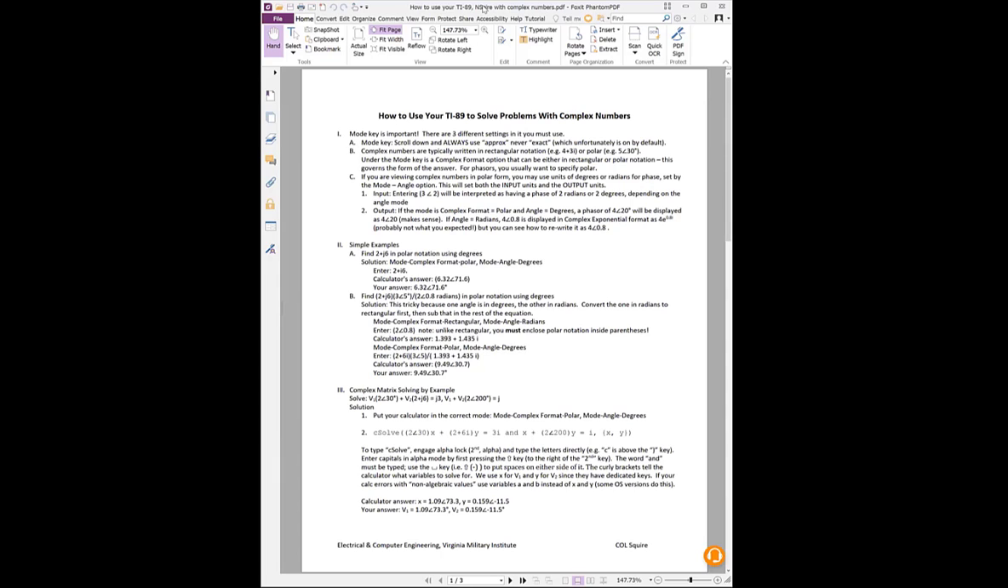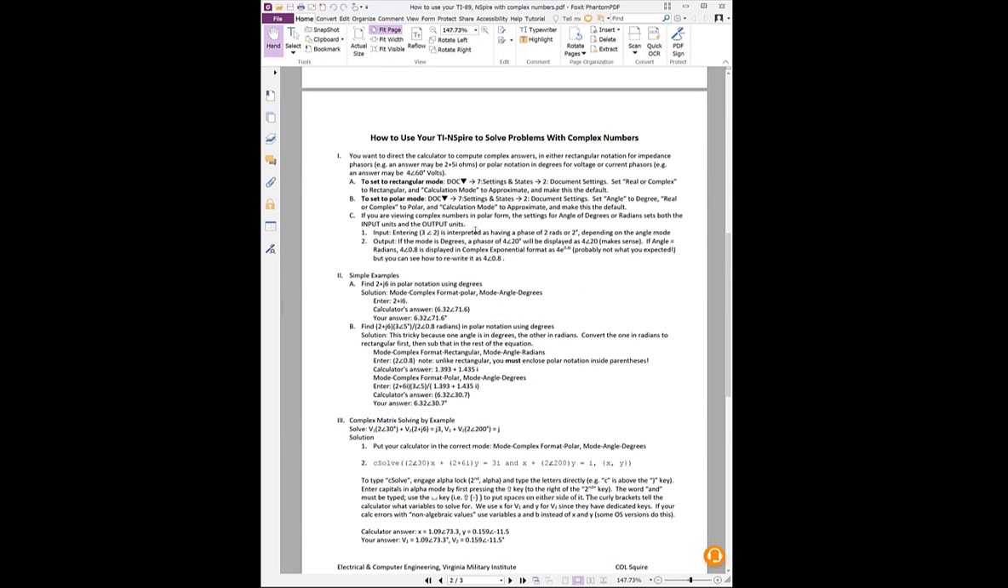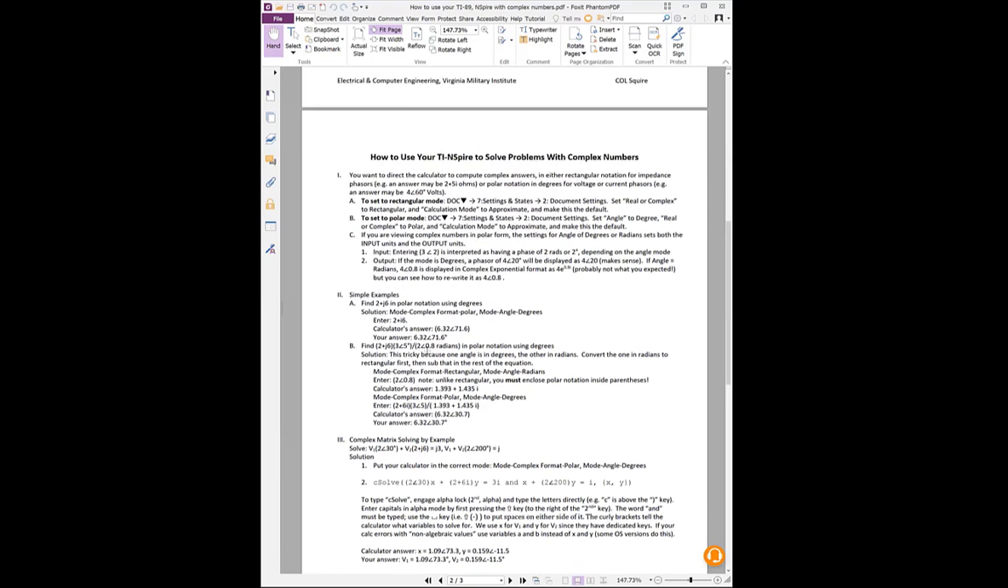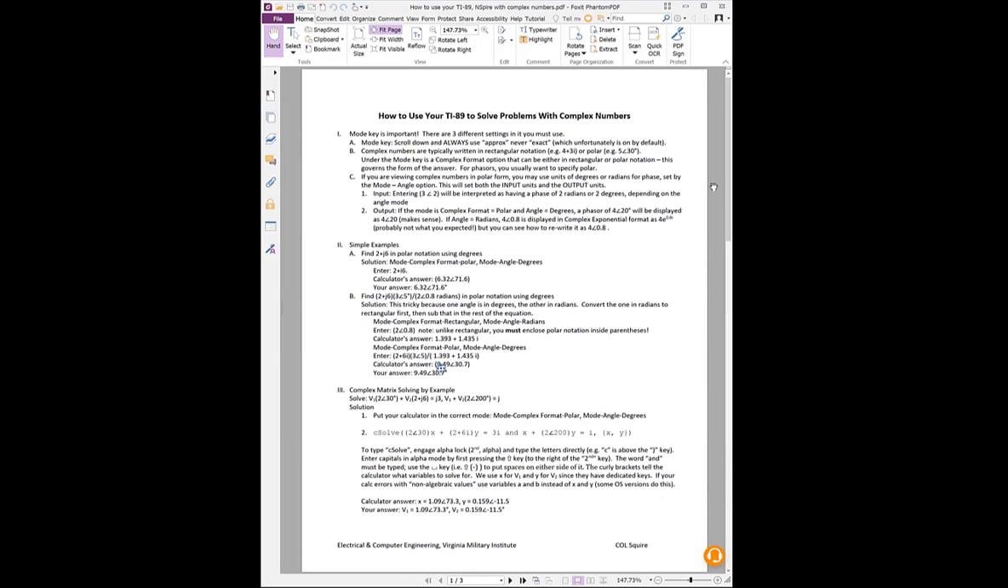I've created a handout on how to use the two most common kinds of calculators I see cadets have. One is the TI-89, and the other is the TI Inspire. This is the only time I'm going to talk about how to use your calculators. It's a specific guide on how to use your calculators for calculating with complex numbers using just the stuff we're going to do in this class.